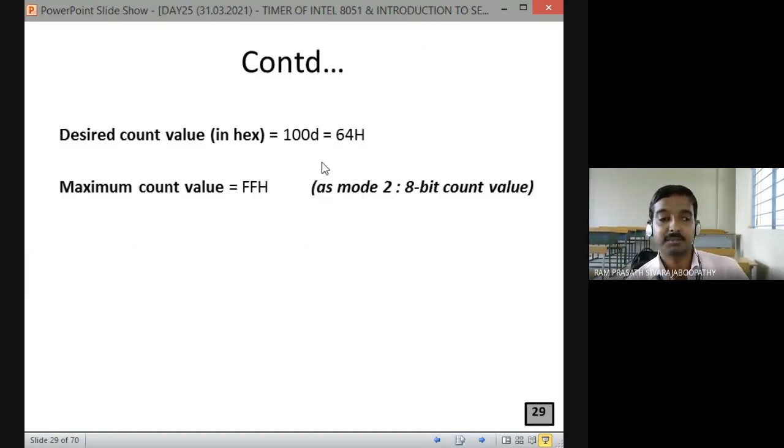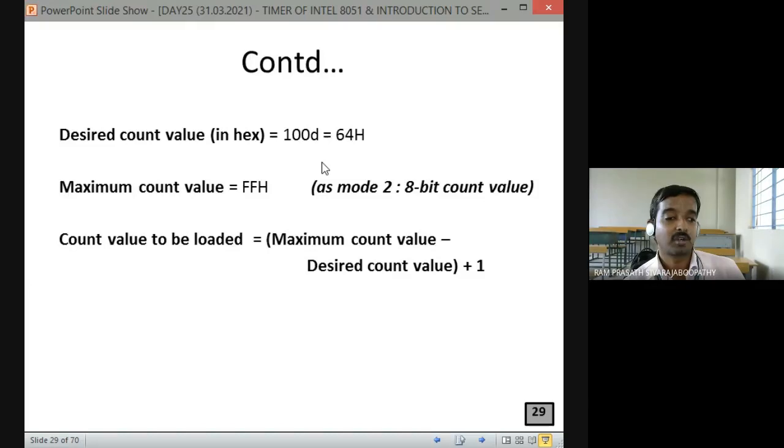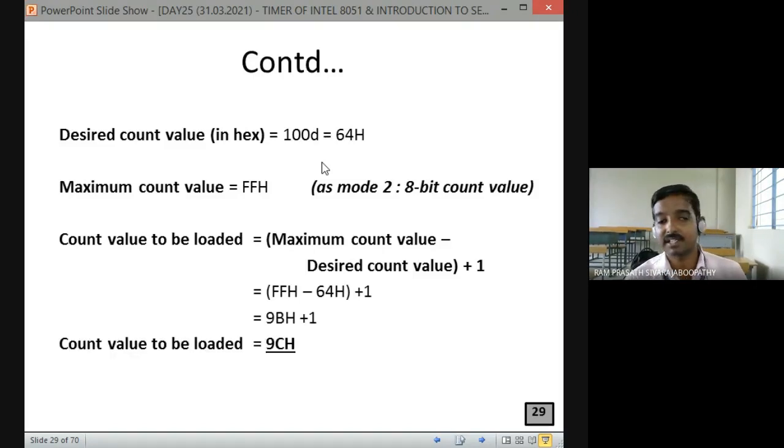So how do I find the count value? 64 is converted to hexadecimal. Maximum value is FF. The reason is it is configured in mode 2. So the count value to be loaded is equal to FF minus 64 plus 1, which is going to be 9B plus 1. So 9C is the correct answer. Is it clear to everyone? So this is the way you have to find the count value.